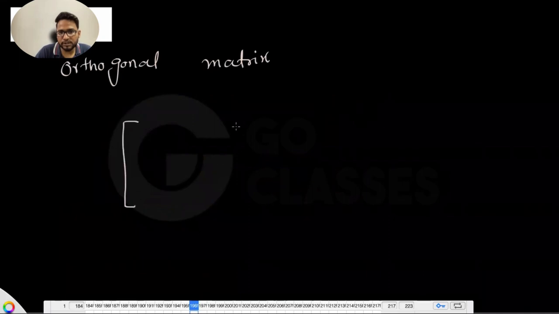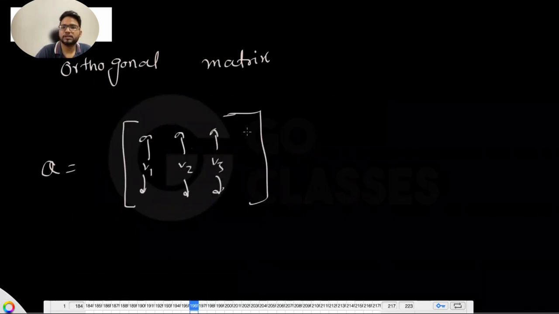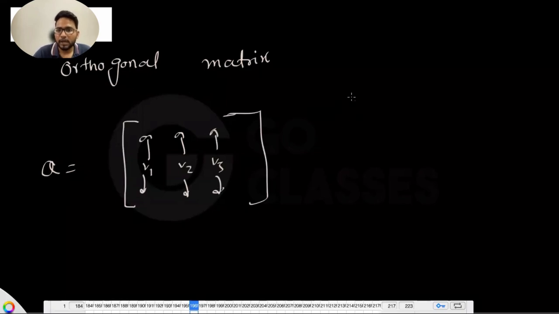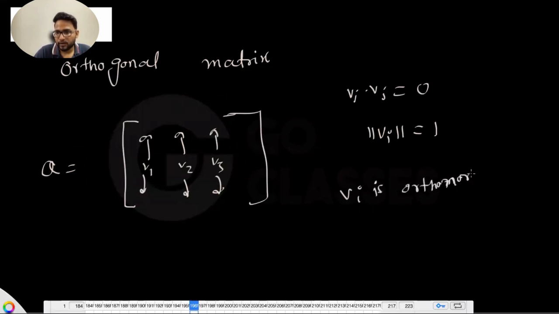Let's suppose this is Q, where you have these vectors v1, v2, v3, like this. Then I say this is orthogonal if vi dot vj equals 0 and the length of each vi equals 1, which means these vectors are orthonormal. That is, unit vectors which are perpendicular to each other. So this matrix is called orthogonal.